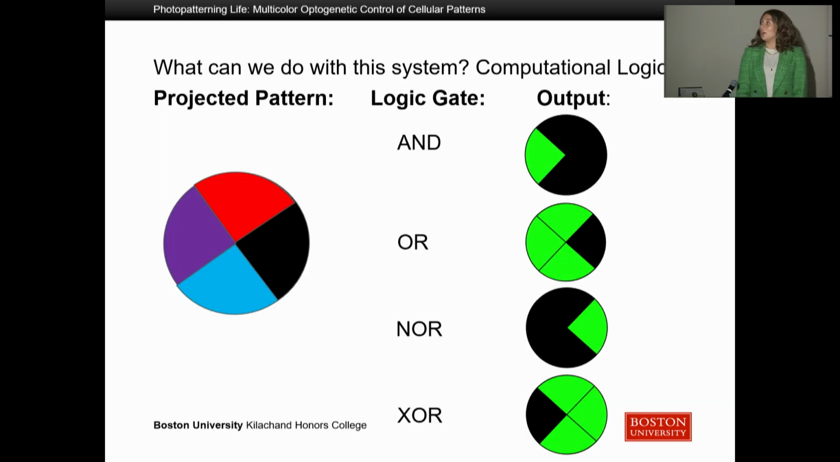Using this system, we are also doing spatial computational logic. So using the pattern on the left, we could control, like a computer, the space where cells are activated. So if we take the AND gate, for example, cells would only activate if they see both red and blue light. Or with the OR gate, they would activate if they saw either red or blue light.